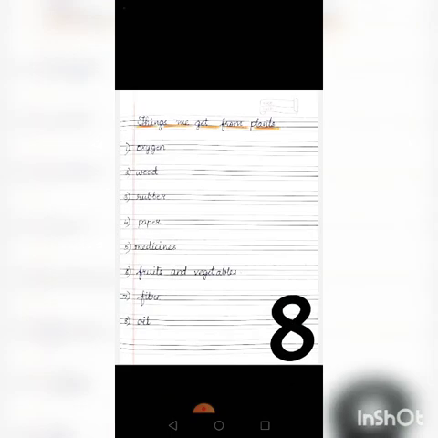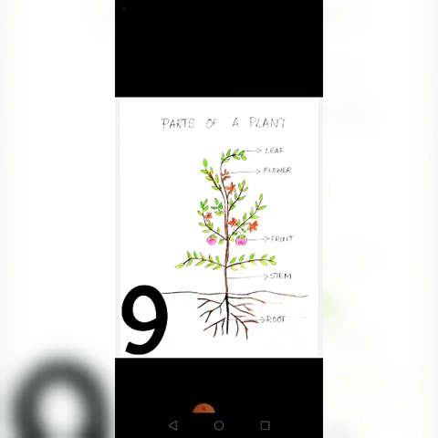Then, 8th page, things we get from plants. We get many things from plants. Actually, this book is not enough to write down, but we are going to just name 8 things that we get importantly from plants. Okay? Oxygen, wood, rubber, paper, medicines, fruits and vegetables, fiber, oil. Then, parts of a plant.